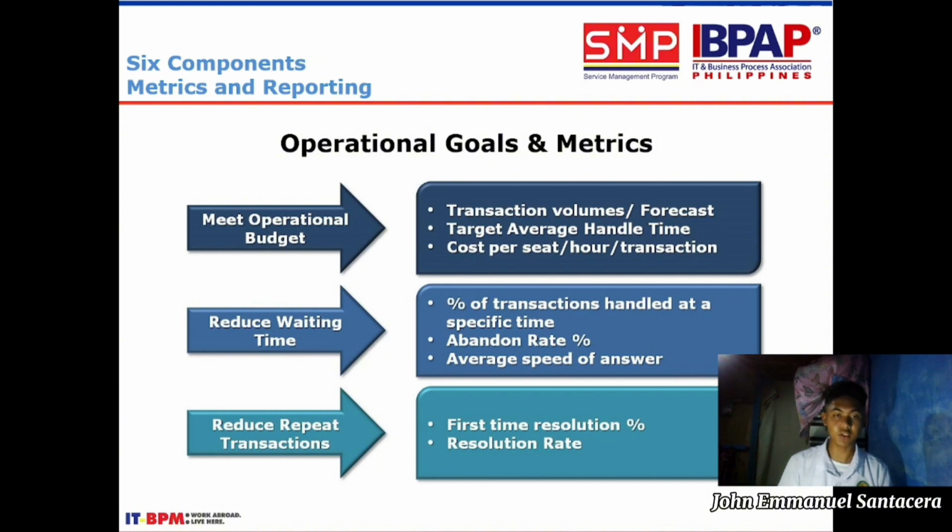Next, reduce repeat transactions. The list is first time resolution percent. To reduce means to reduce repeating transactions. You need to be sure of your resolution. And resolution rate is how you solve the problem of your customer by making a high resolution.